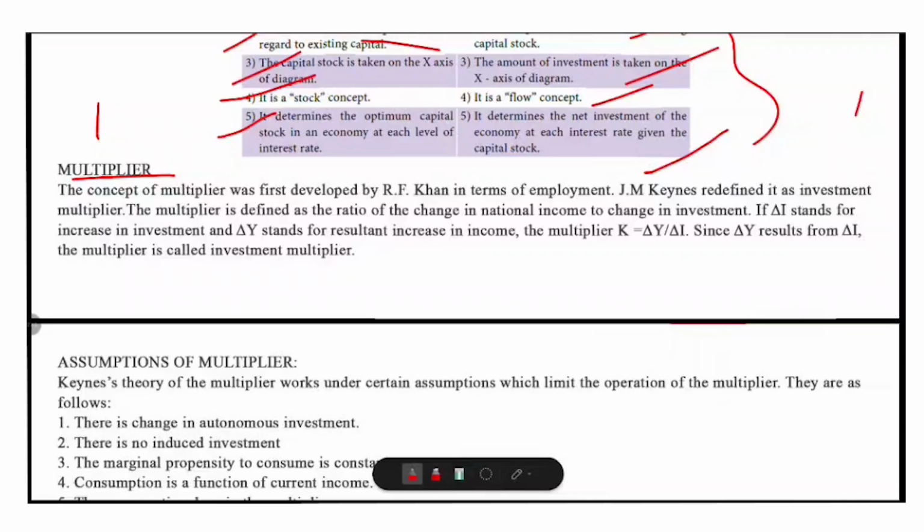In simple words, we can say that when investment increases, it will create income, and that income is spent, which creates more income, and the process continues. So a small increase in income leads to a large increase in total income.